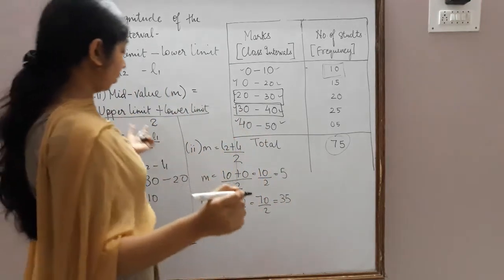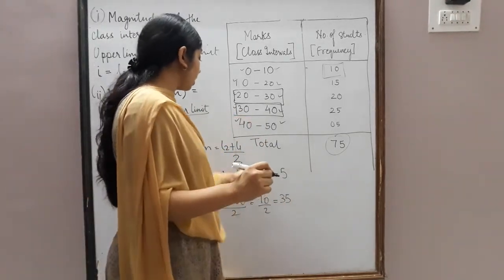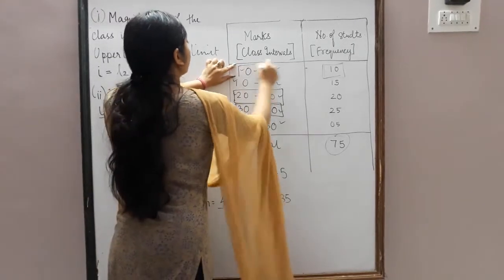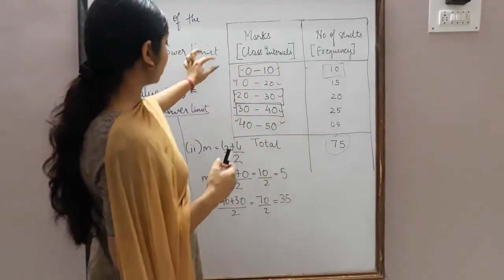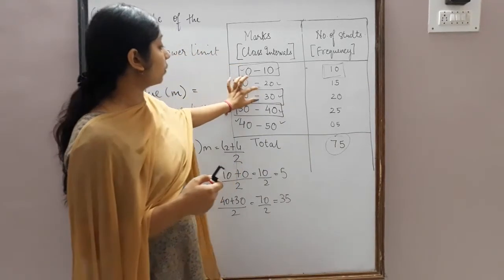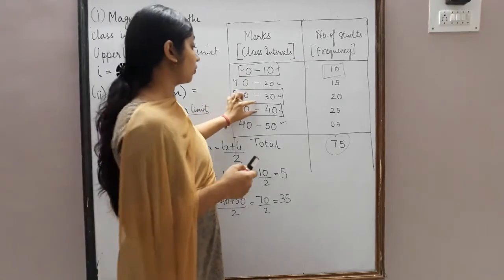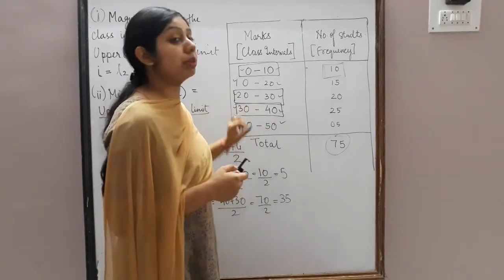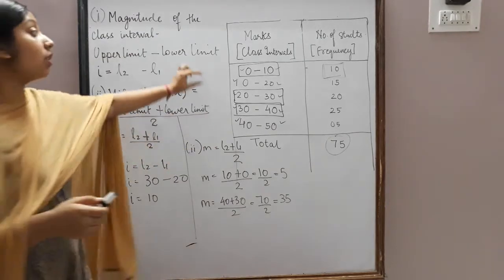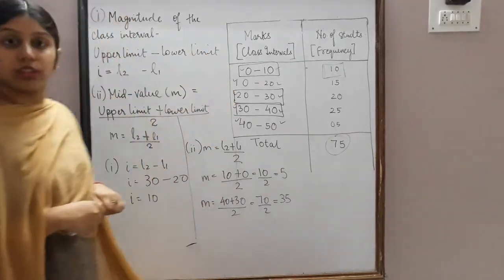So the mid value of this data is 35. The mid value of the first data is 5. So guys, for 0 to 10 it is 5, 10 to 20 it will be 15, 20 to 30 it will be 25, 30 to 40 it will be 35, 40 to 50 it will be 45. Like this, the magnitudes are calculated for each class interval, right?